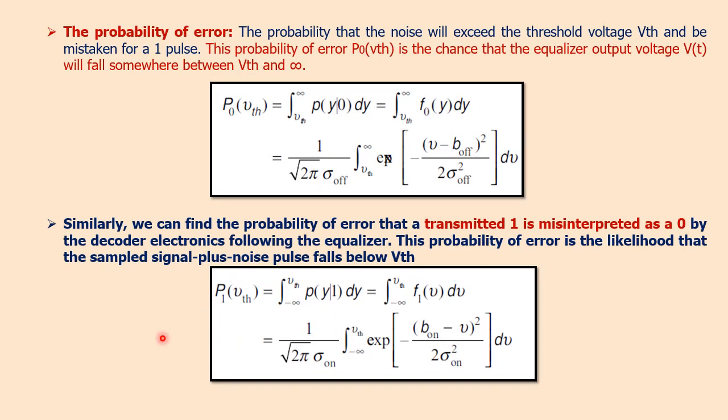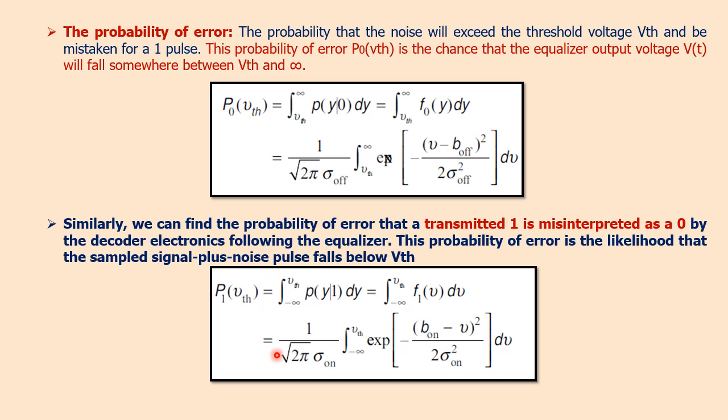Now, what is the probability of error? How do we find it? This is the probability that the noise will exceed the threshold voltage VTH and be mistaken as a 1 pulse. This probability of error P naught of VTH is the chance that the equalizer output voltage V of t will fall somewhere between the threshold voltage and infinity. That can be represented by this equation.